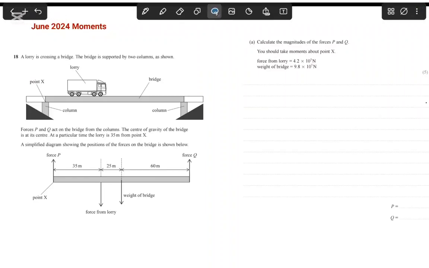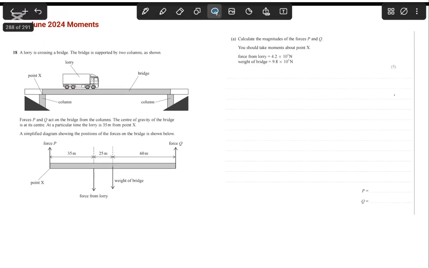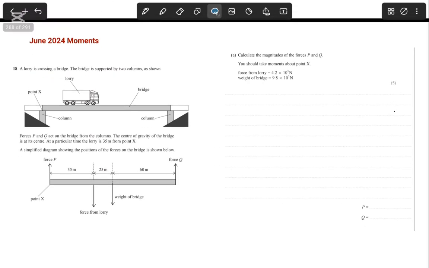We're going to be doing another question on moments, and this one's from June 2024, question number 18. I'm showing you the question right here. This is part A, and this is part B. To check the examiner report and the mark scheme, you can go to the end of the video.